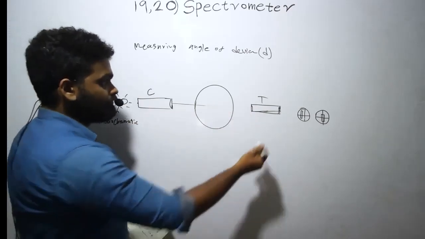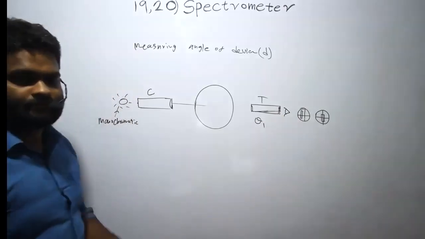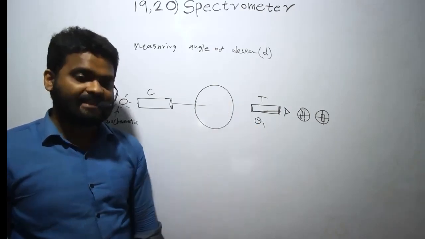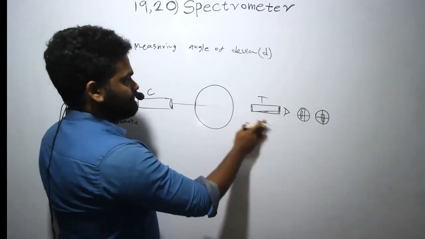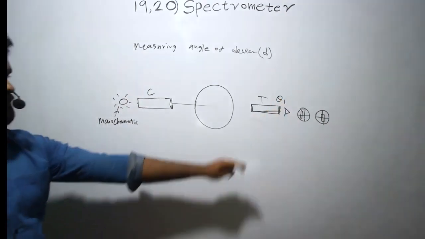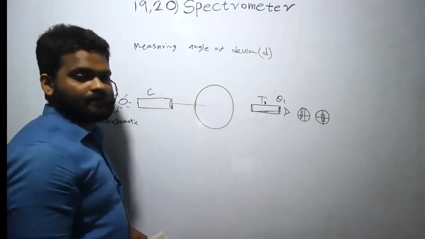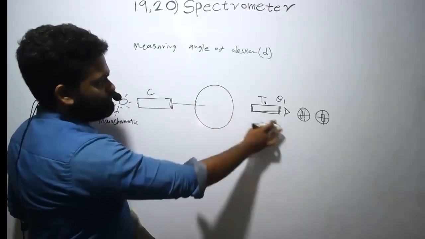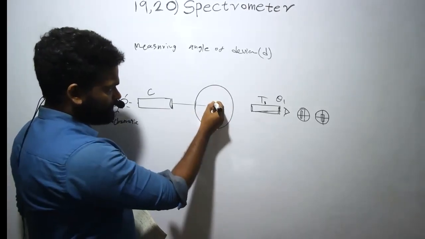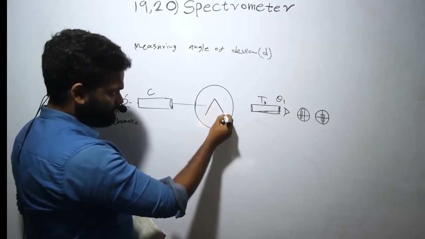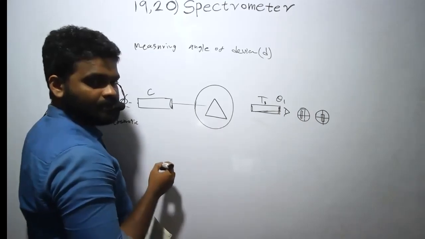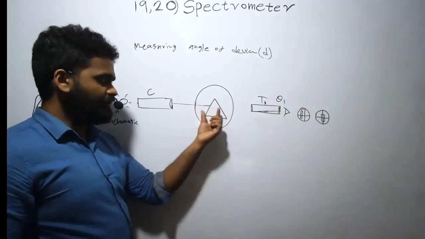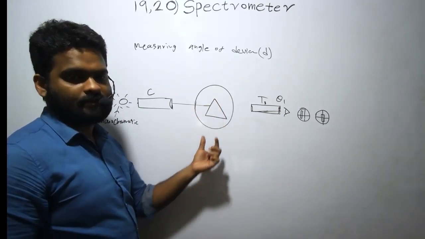Then what do you do? You take the reading of the related angle. Let's say that is theta 1. So that is the first step. This is the T1 position of the telescope. Then what do we do? Because we need to find the angle of deviation, we place the prism. Anywhere you like, you can place the prism here, like this.